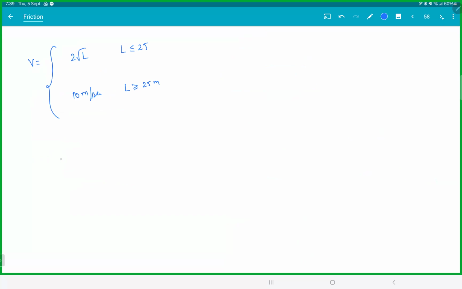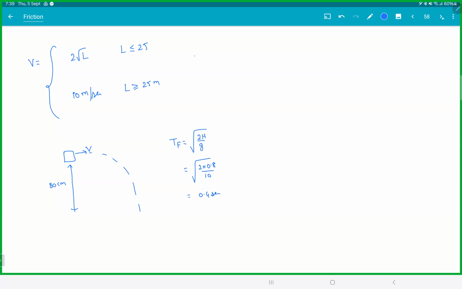And now this problem becomes like a projectile problem. You're throwing with a speed V, you're falling on the ground, and this height is 80 centimeters. So the time of flight is root of 2h by g. That will be 2 into 0.8 by 10. That would be 0.4 seconds.